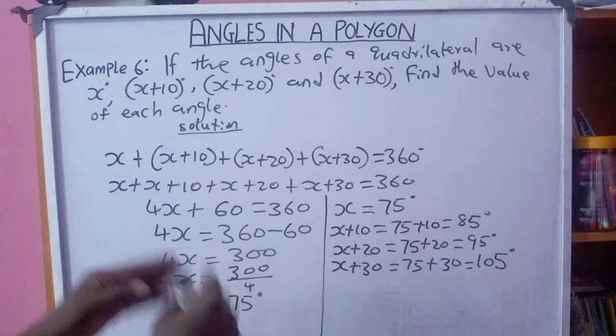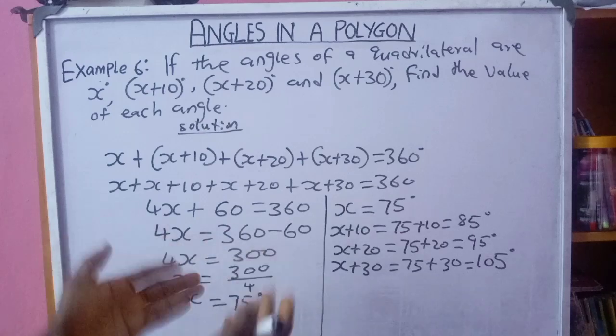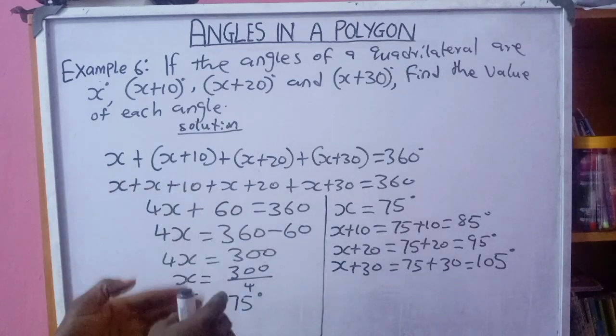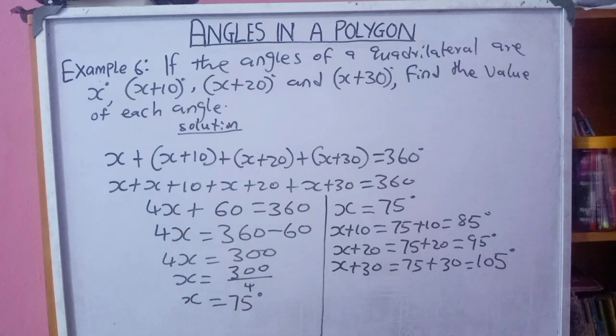If they mention triangle, that means when you sum up everything there, it's going to be 180. Quadrilateral is going to be equal to 360. Pentagon is going to be equal to 540 degrees. So that is exactly how to approach this. Let's now move to the last question.